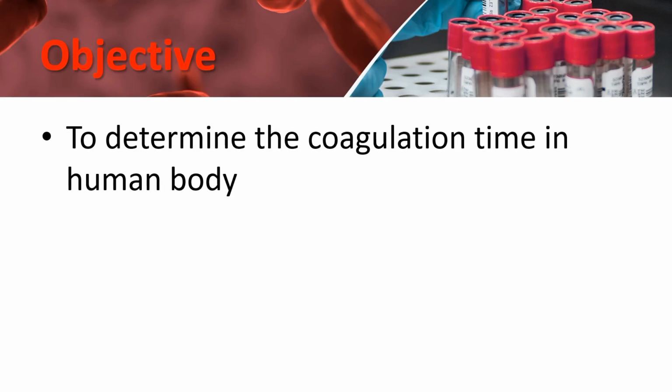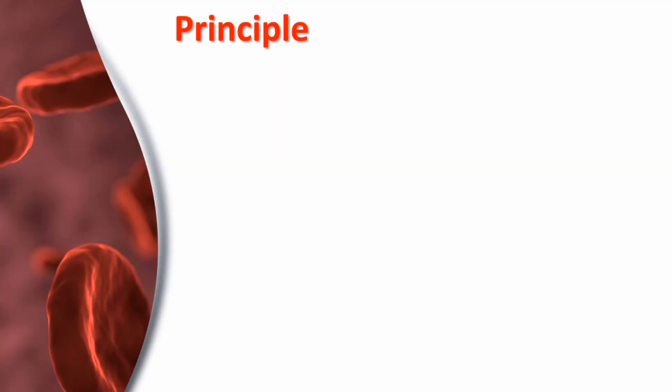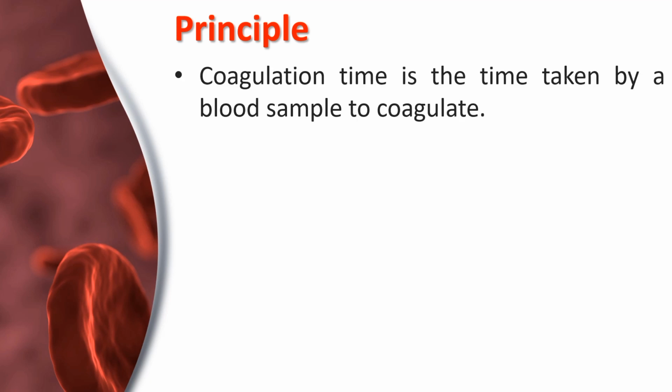The objective of this practical is to determine the coagulation or clotting time in human body. Now we will understand the principle of this practical. Clotting time is the time taken by a specimen of blood to clot or coagulate. It ranges between 3 to 10 minutes.